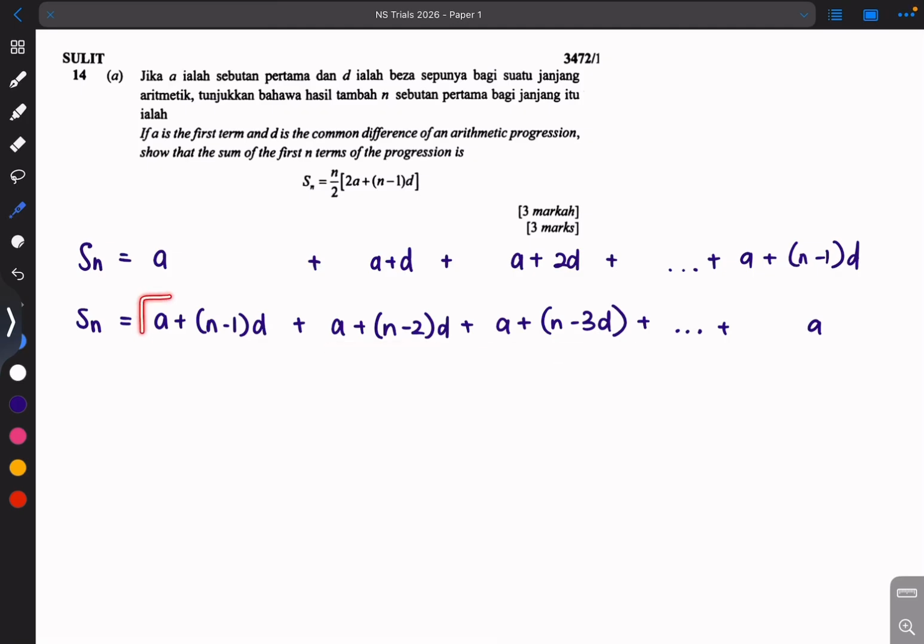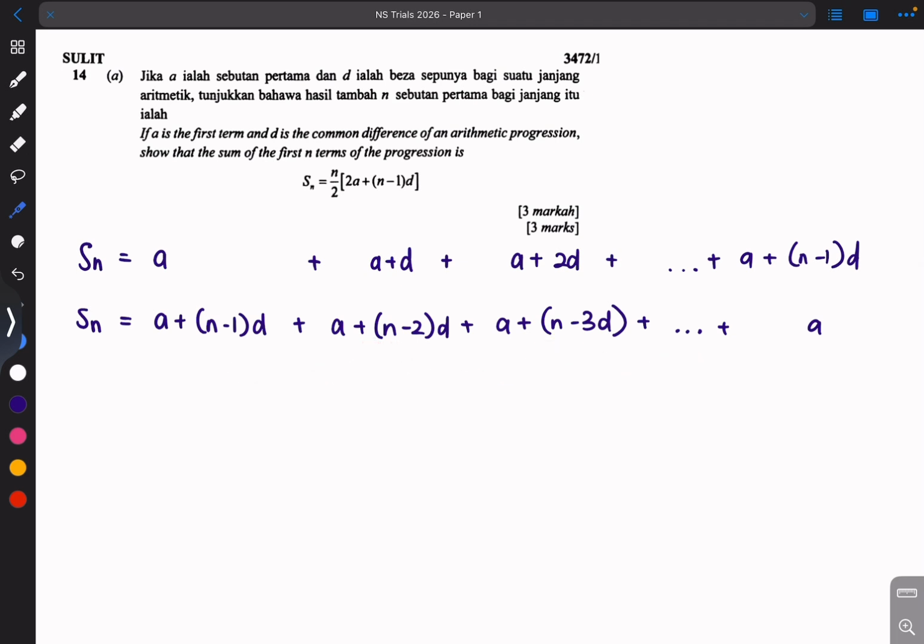Okay, the last term is a plus n minus 1d. The term before that, you must minus another d. The term before that, you must minus another d. That's why it's 3. Okay, because we are going in the opposite direction. Going this way, we plus d, plus d, plus d, plus d. That's how arithmetic progression works. So here, we are going in the opposite direction, so we minus d, minus d, minus d, and so on.